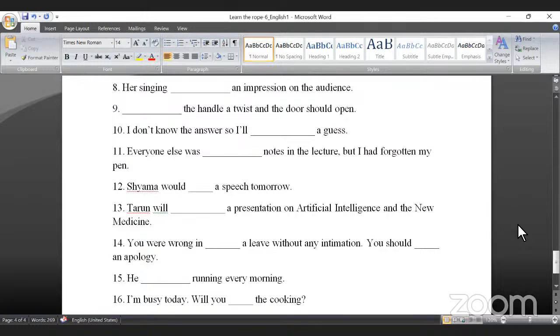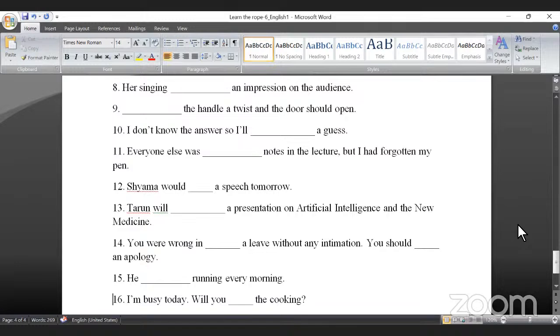Give a presentation. How is it changed? Make a presentation is okay, correct. Make a presentation. Okay. Make a presentation is correct. Why can someone not use give a presentation? Tarun will give a presentation on artificial intelligence. Why can they not give?